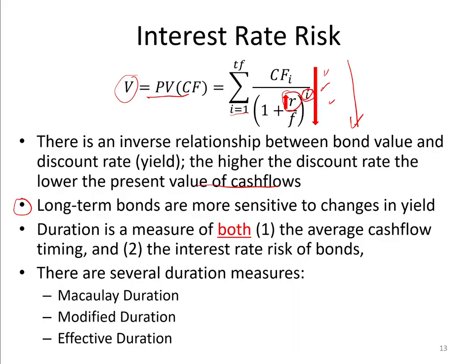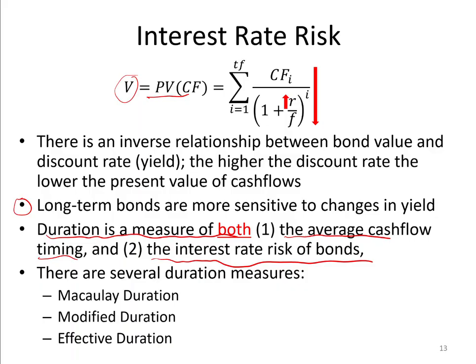So what we need is a measure of how sensitive a bond's price or value is with respect to changes in the discount rate or yield, and that measure is going to be called duration. All right, so duration is a measure of two things actually. It's the average cash flow timing. So it gives me a measure of kind of, is it a long-term bond or a shorter-term bond? And it also gives me an exact measurement or approximation of the interest rate risk of the bond. And so it makes sense that we measure both things because I said that longer-term bonds are more sensitive. So duration is both a measure of how long the maturity is, or the timing of the cash flows, and also the interest rate sensitivity.